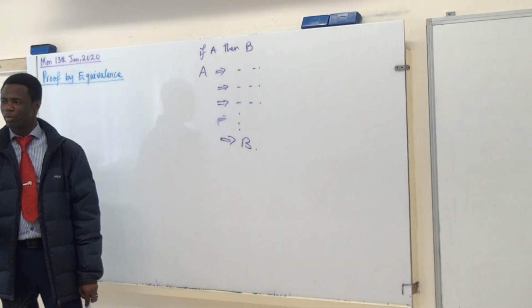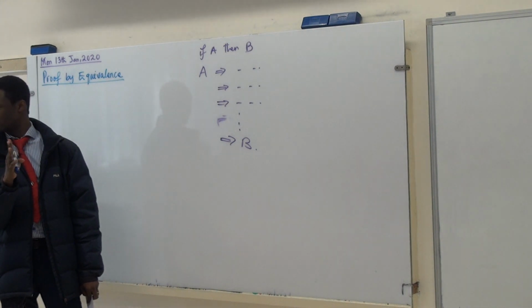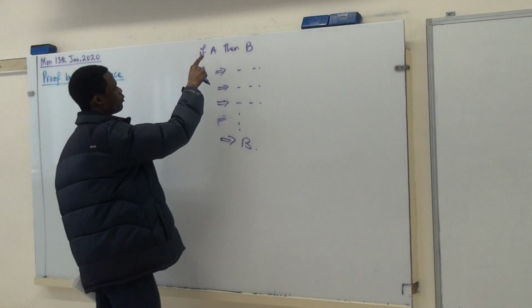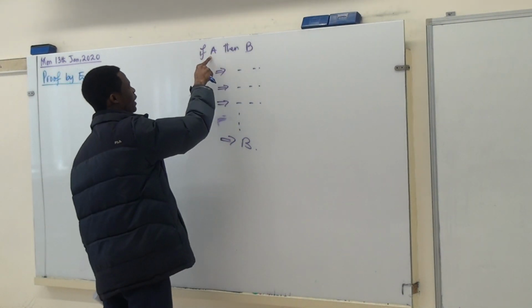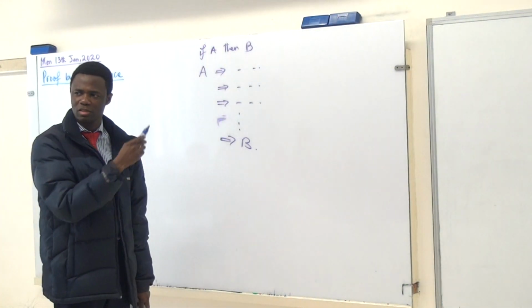Okay? In proof by equivalence, is it bi-directional? I don't know. A two-directional process. So it means if A and B are equivalent, then if A happens, B must happen. If B happens, A also must happen. That's the proof by equivalence.